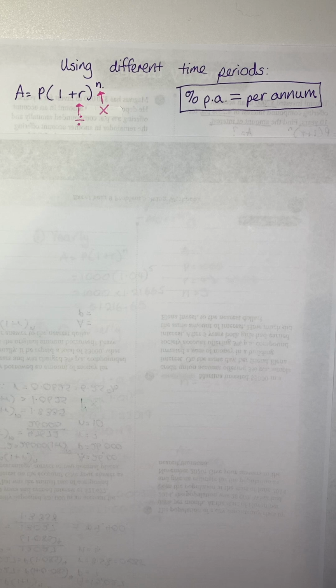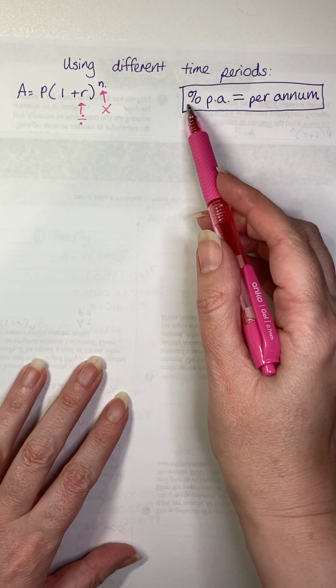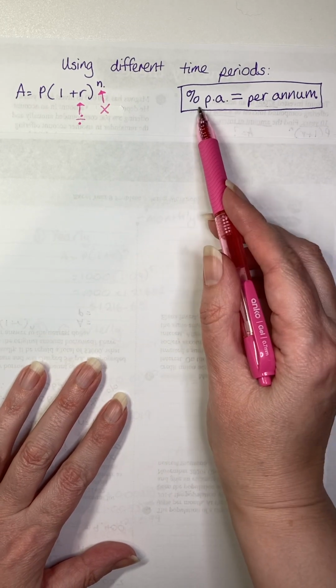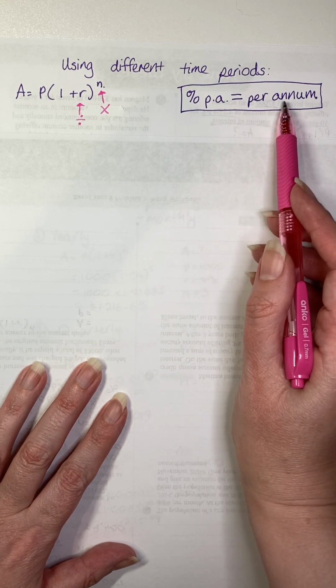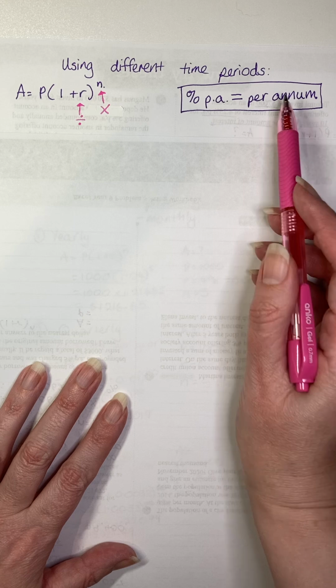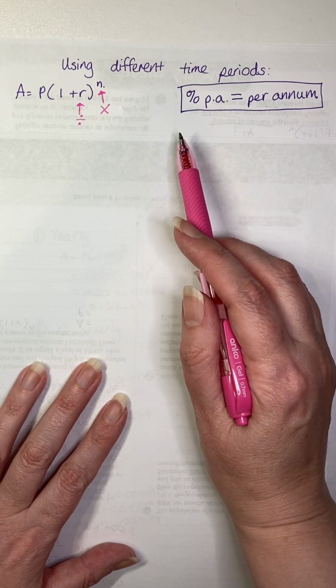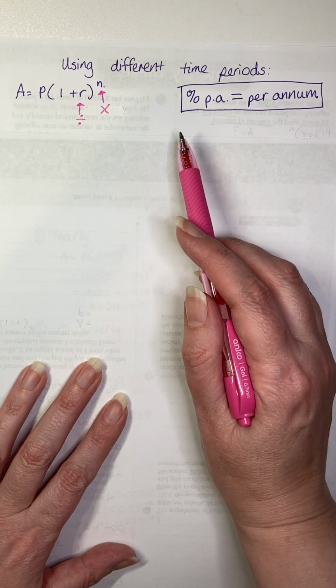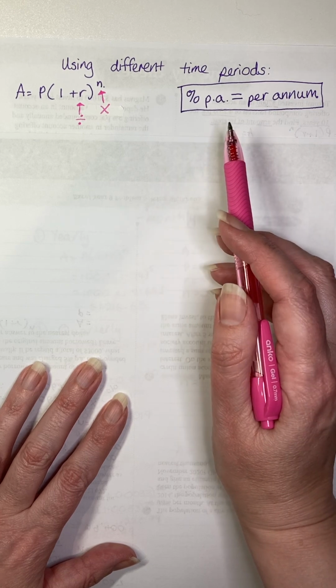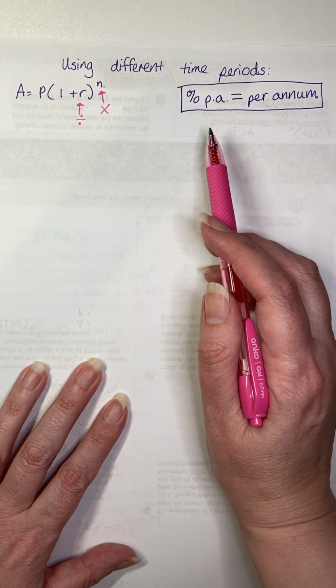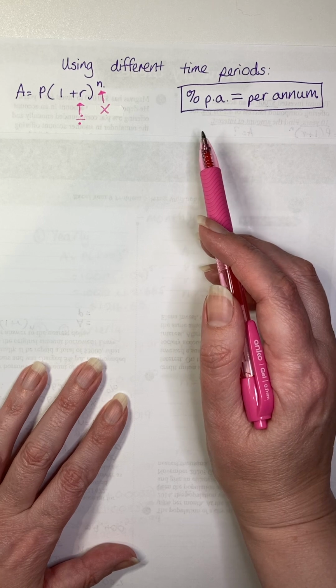And our interest is being measured in percentage per annum, which is abbreviated just to PA, and it means per year, for each year. You can sometimes get questions where you're going to be asked to calculate the interest on a monthly basis or sometimes a quarterly basis.